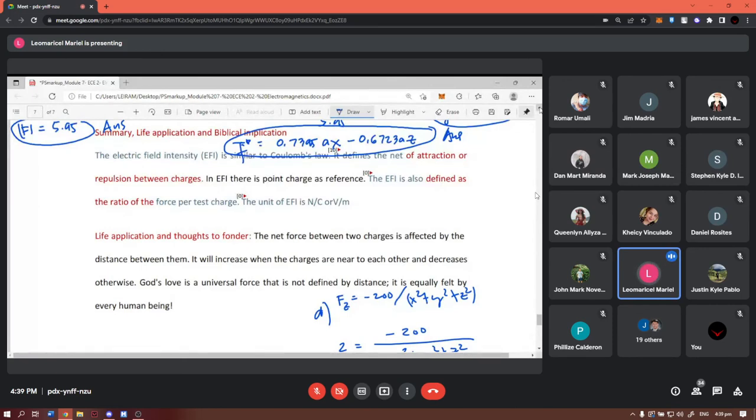God's love is a universal force that is not defined by distance. It is equally felt by every human being. That's all, and thank you very much.